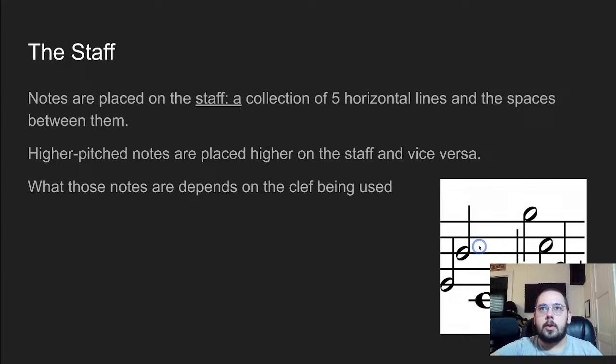So again, a staff is just these 5 horizontal lines, and then we can put the note wherever we want. Each line or space, through what's called the head of the note, tells us what pitch we're playing. On all staffs, the higher up on the staff is a higher note, and lower on the staff is a lower note. As for what note each line and space is, that depends on the clef that is being used with that staff.